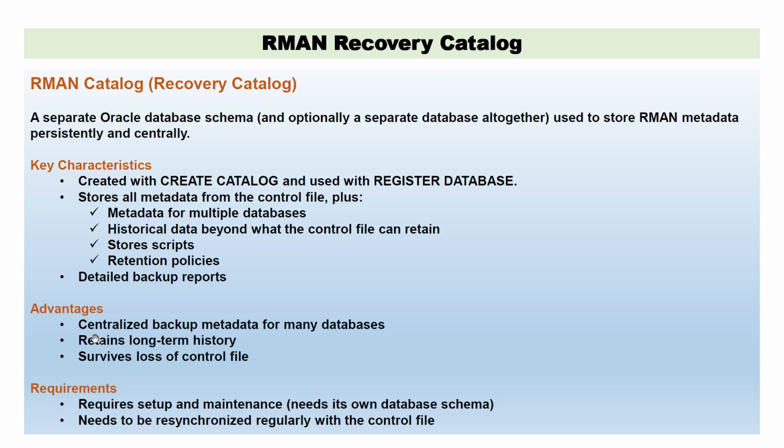Advantages: it is centralized backup metadata for many databases. It retains long-term history. It survives loss of the control file. Even if you have lost the control file, you can use the recovery catalog to recover. Based on the information in the catalog, you can know what backups you have, and you can use those backups to recover your lost database.